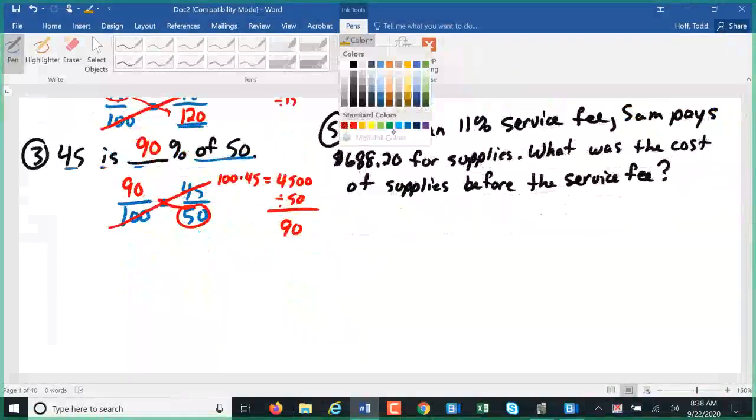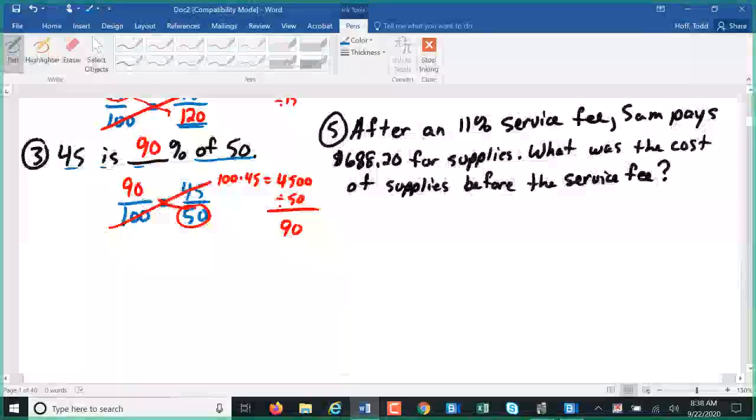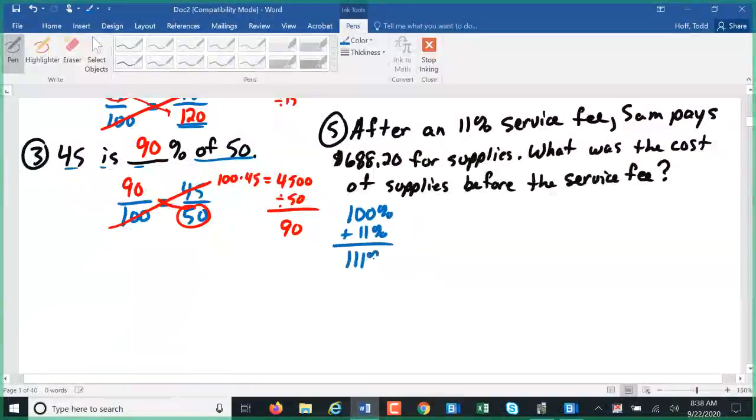Number 5 is very similar. This is a service charge, so this is a percent increase. So remember, we have 100% plus an 11% increase, which means we're dealing with something that is 111%. After that 11% service fee, Sam pays $688.20 for supplies. What was the cost of supplies before the service fee?